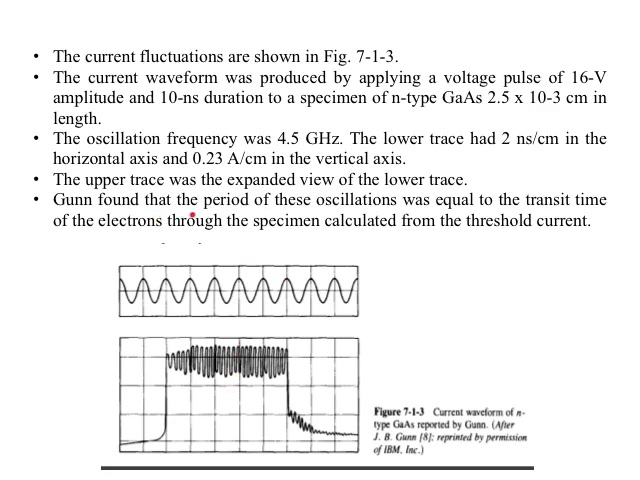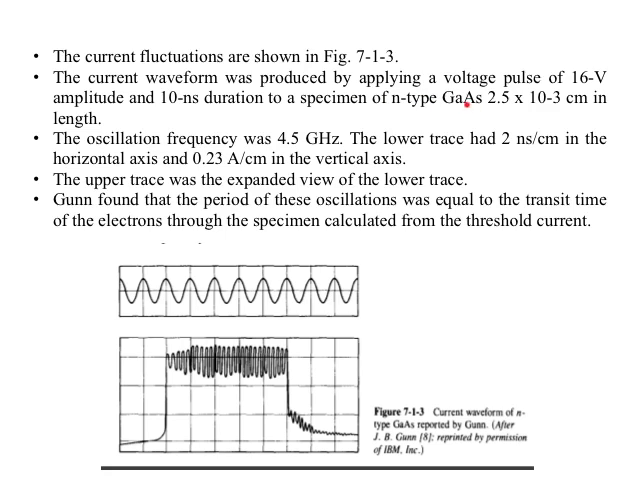And Gunn found that the period of these oscillations was equal to the transit time of the electrons through the specimen, which was calculated from the threshold current.